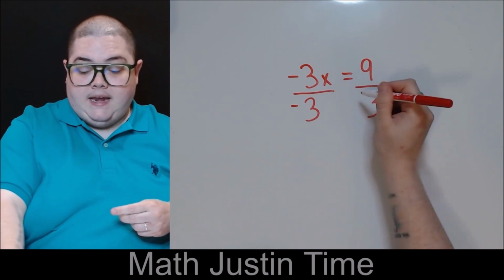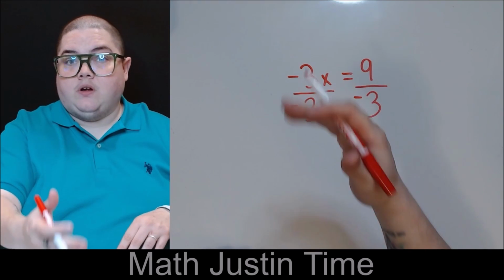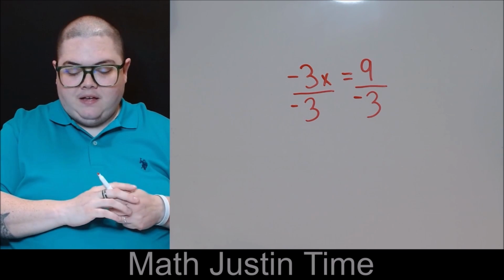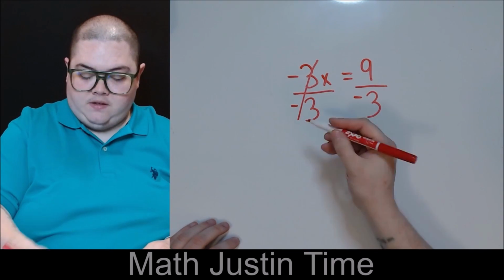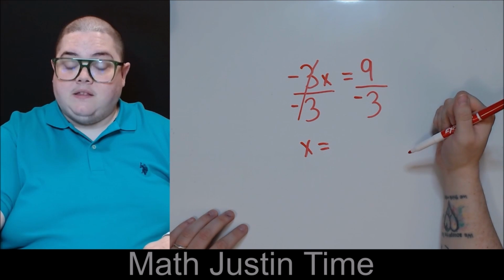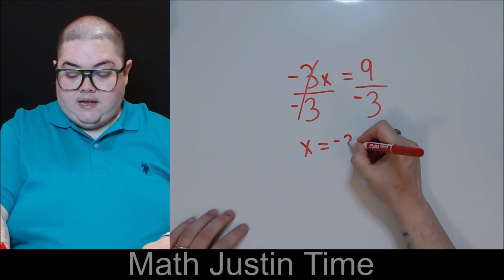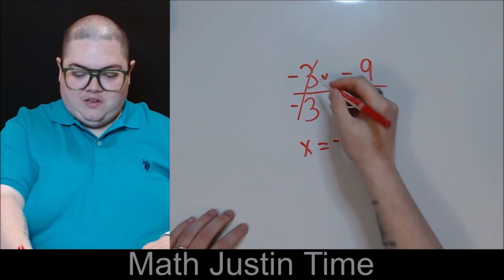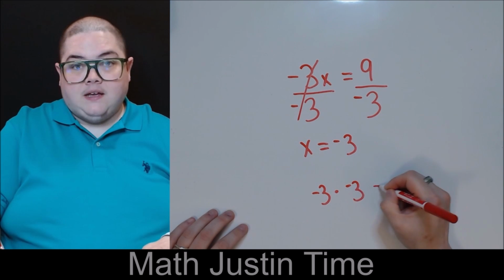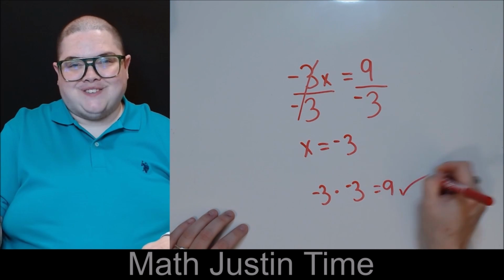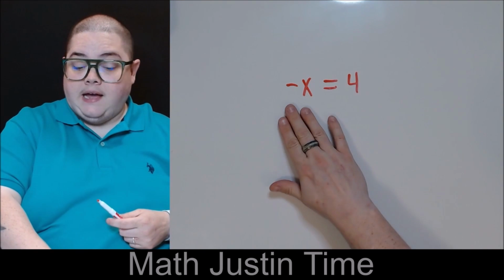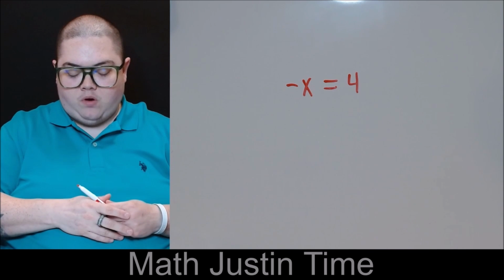So we're going to divide by a negative 3 because a negative number divided by a negative number is a positive number, just like multiply. So here we've got this. These cancel out. We're left with x is equal to 9 divided by negative 3, which is negative 3. And let's check it. So we've got negative 3 multiplied by negative 3 is equal to 9. And that's right. So what if we have something like this? A negative x is equal to 4.